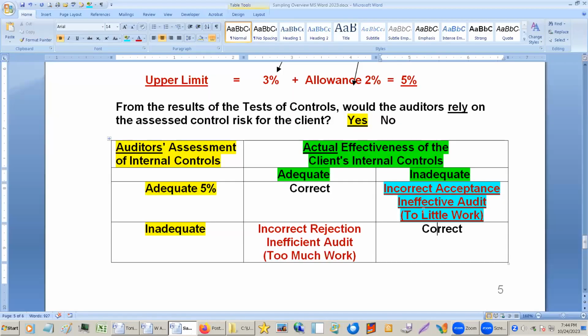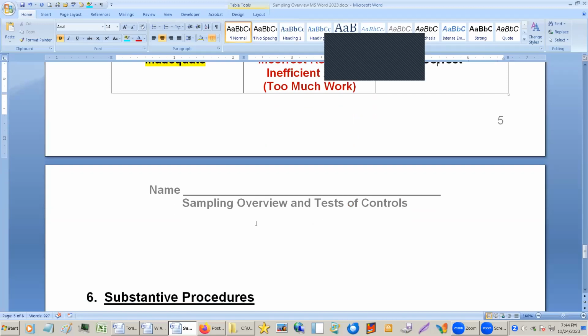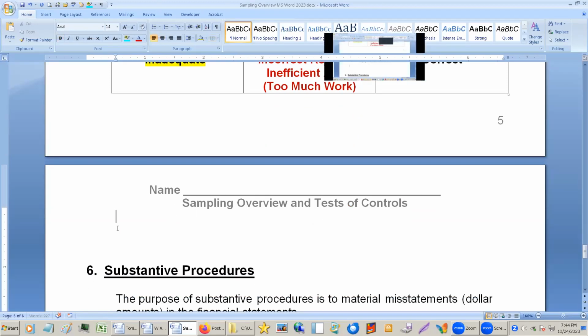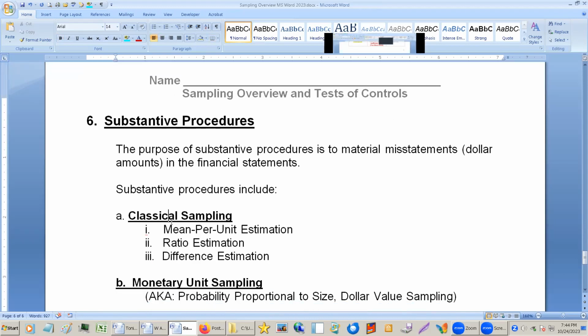So that's the more worrisome one, where you are kind of blind to the fact that you can't rely on these controls, or unaware maybe is a better term for it. Being unaware is far more dangerous than, oh, we've got to do more work, we did more work than we needed to do. But that's part of auditing. It is possible at 95%. Same thing goes for the substantive procedures.